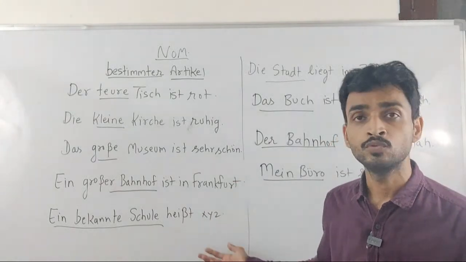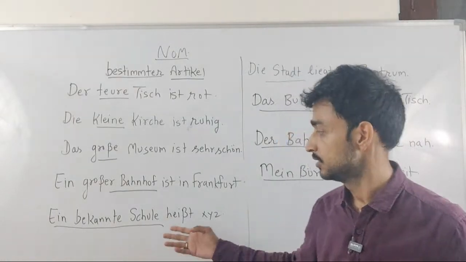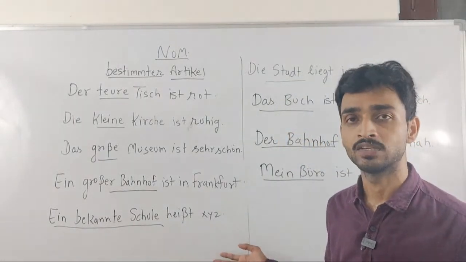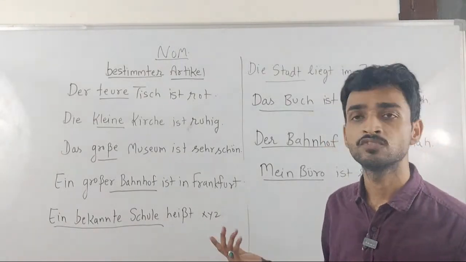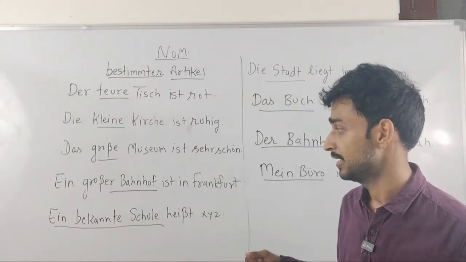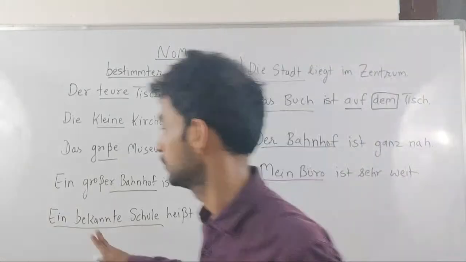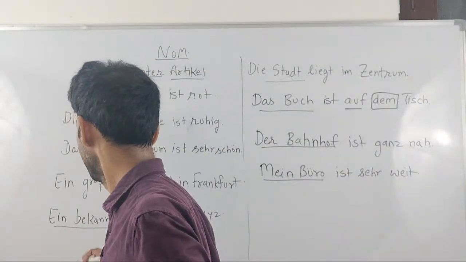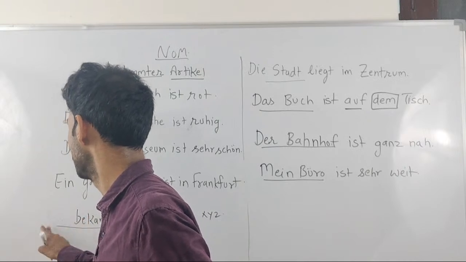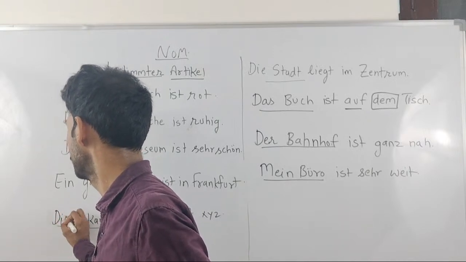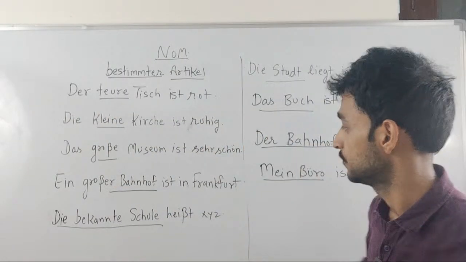So how is the school? Very famous. So eine bekannte Schule. Eine bekannte Schule heißt, is called XYZ. This is again, I am talking about a school, and a famous school is called. Or I can say it would be better if I use the definite article here because I am giving the name. Okay, die bekannte Schule. Instead of ein, I would suggest die bekannte Schule, the famous school, because the school is known to me. I know the bekannte Schule is called XYZ.